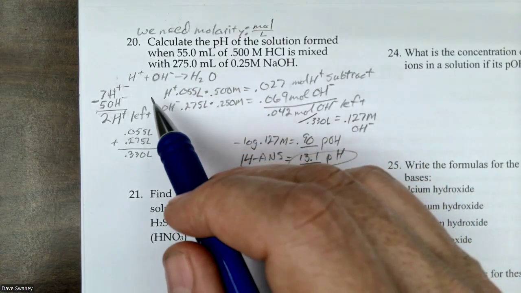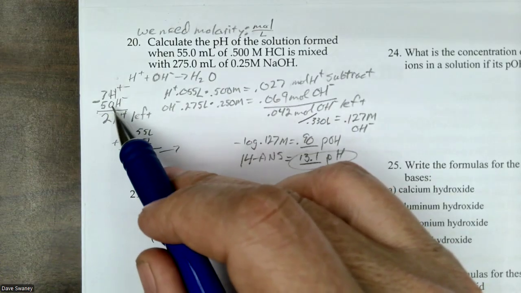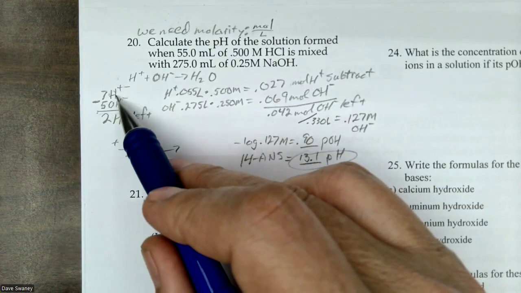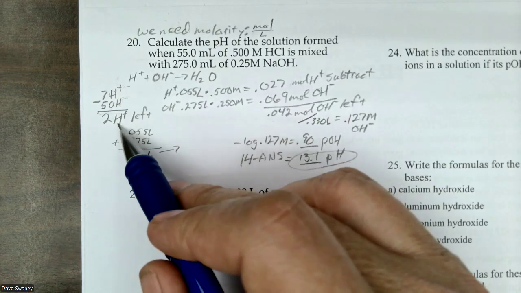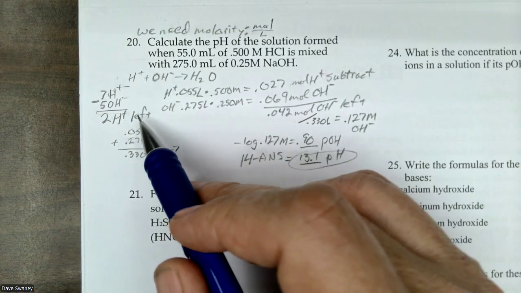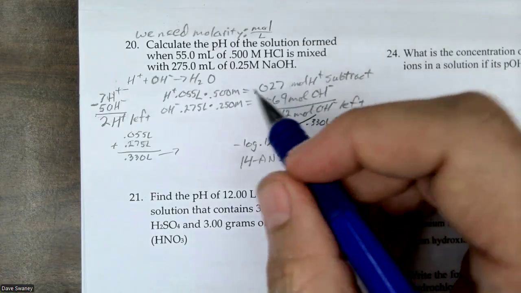But let's do a dumb little sample problem with easy numbers. If we had 7 H pluses and 5 OH minuses, then 5 of these would use up 5 of those, and you'd have 2 H pluses left over. Well, how much H plus and OH minus do we have?